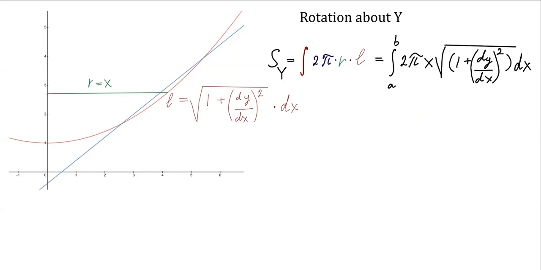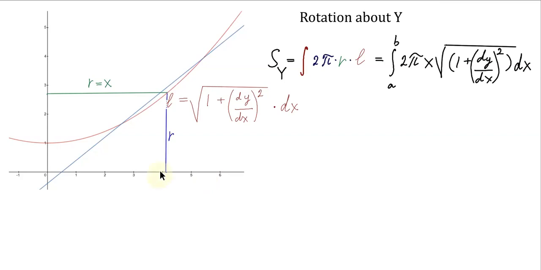Okay, so now let's do the same for the case when we need to rotate the same piece of the curve, the same curve, around the x-axis. What will happen and what is the difference? Rotation around the x-axis.